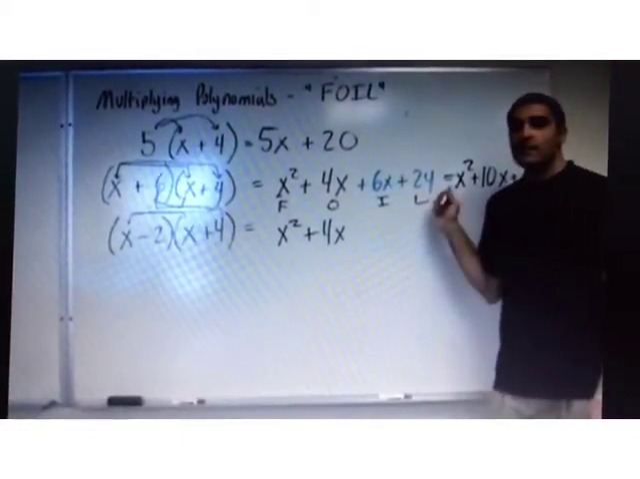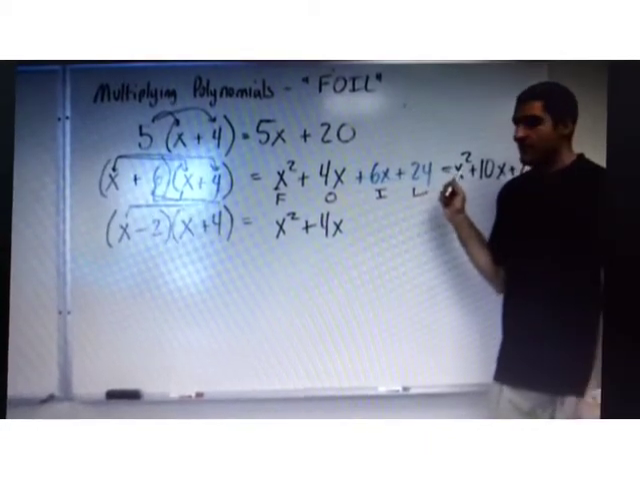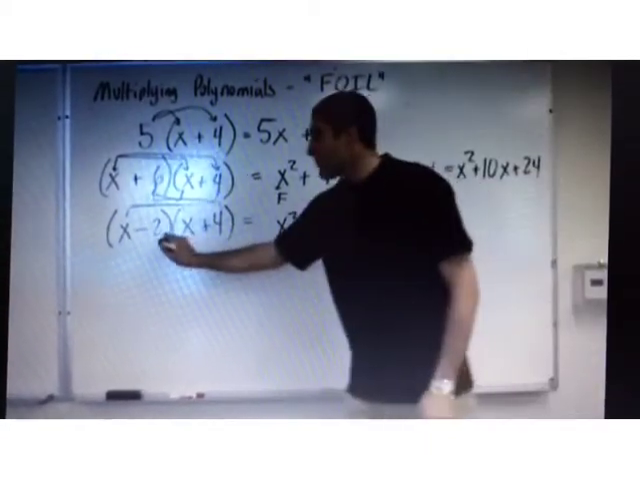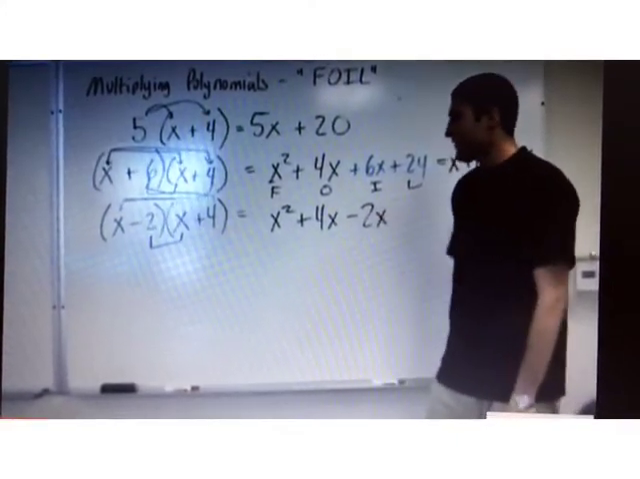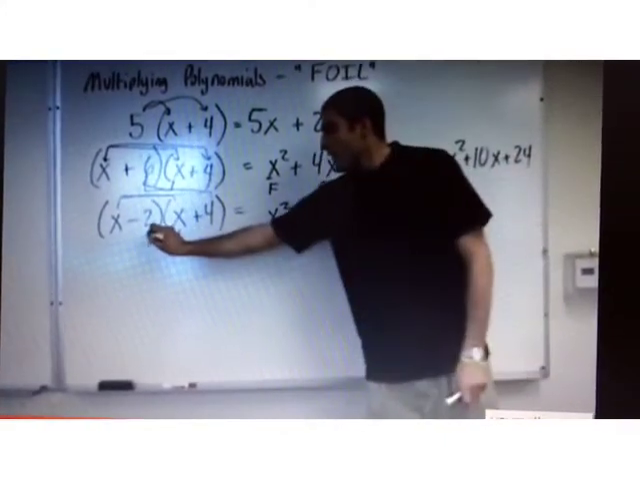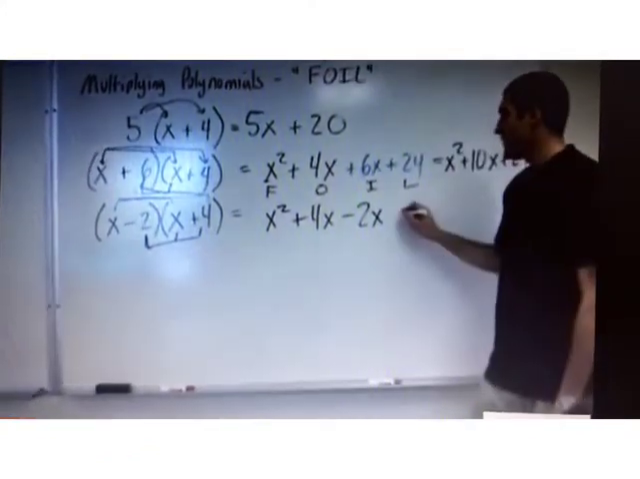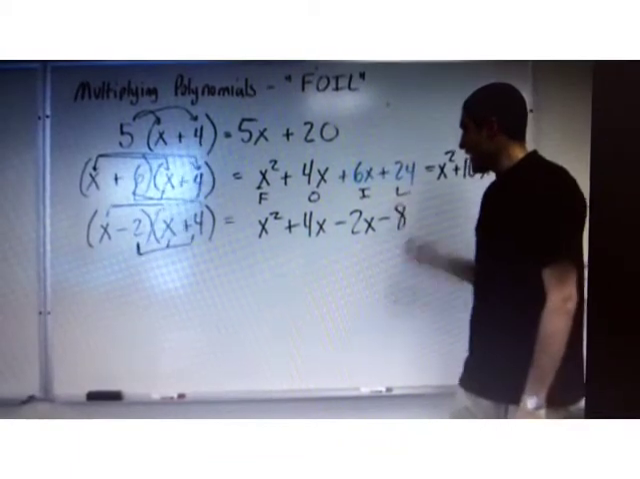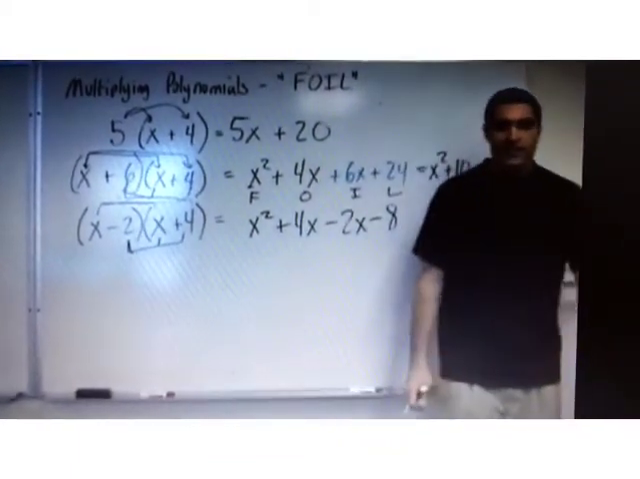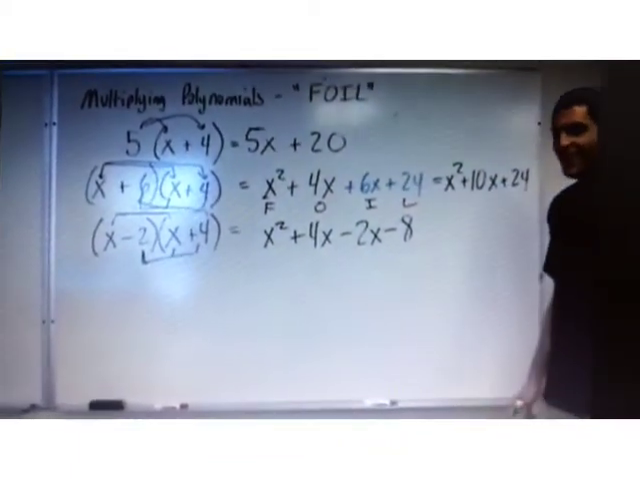I and L, please. So it's inner, so negative 2 and x, and that's negative 2x. Minus 2x. And then the last, which is negative 2 and 4, so you multiply them, and that's negative 8, so minus 8. Don't be afraid to speak up. You're right. Be proud. Okay, good job.